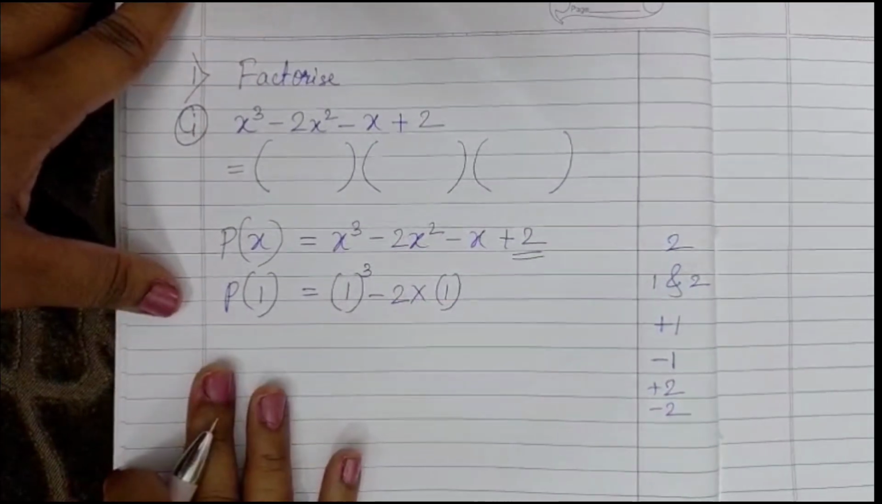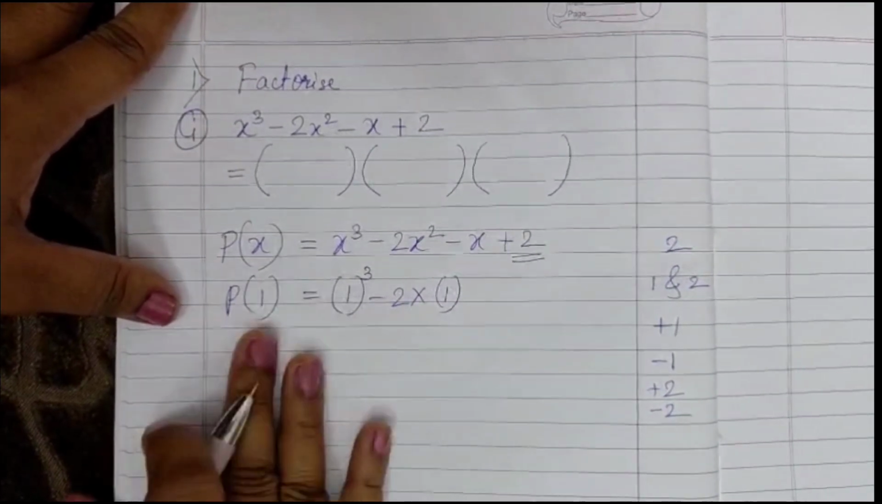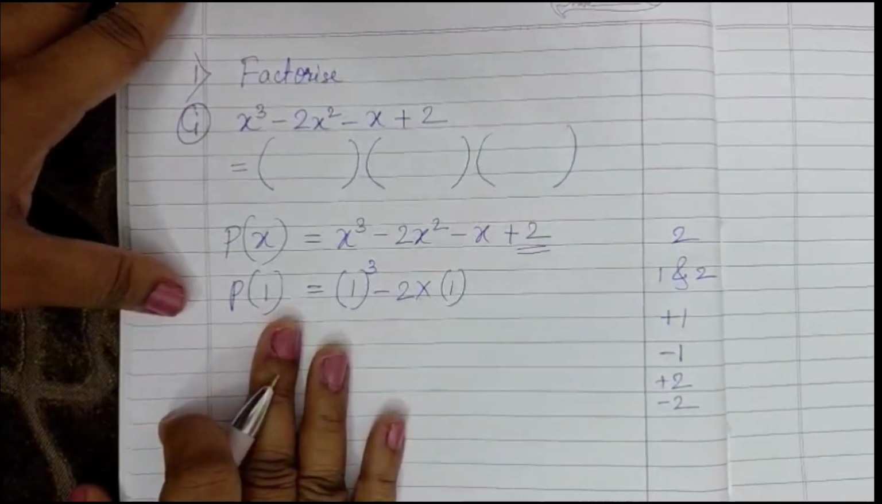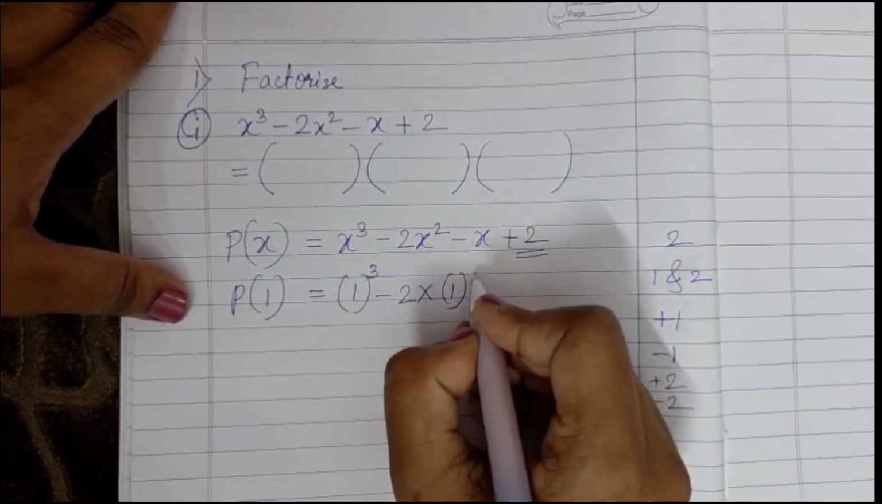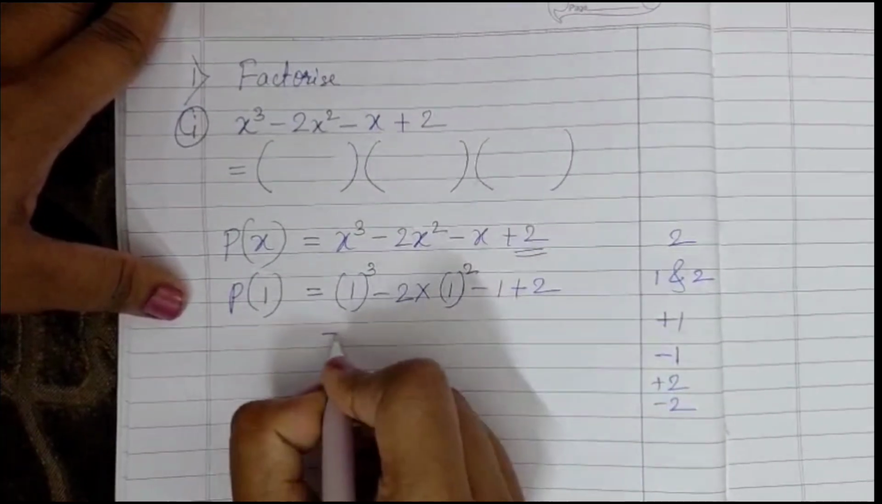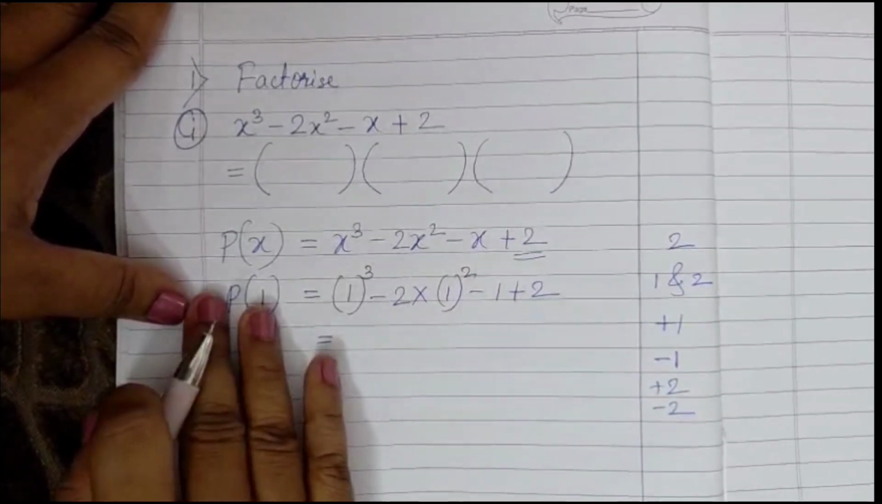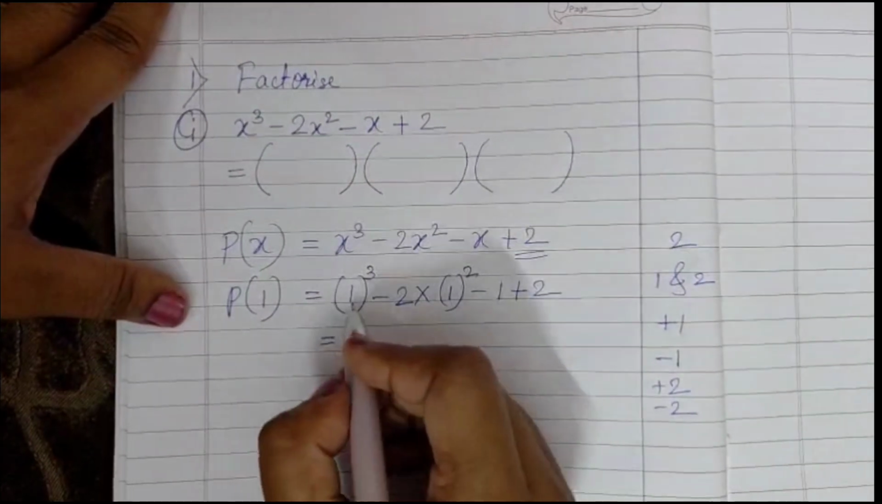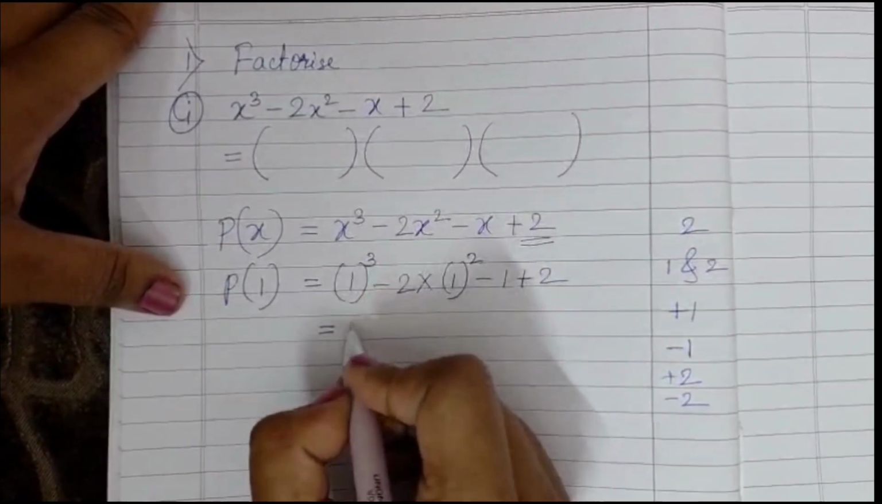This is actually also known as the factor theorem. In this you get the remainder, and if the remainder comes out to be 0, then it is a factor, otherwise not a factor. So what is the cube of 1?